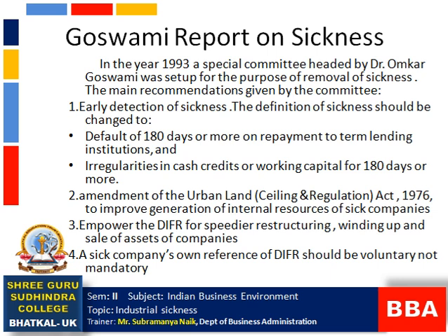Second is amendment of the Urban Land Act 1976 to improve generation of internal resources of sick companies. And the third recommendation is to empower the BIFR, the Board for Industrial and Financial Reconstruction, for speedier restructuring, winding up and sale of assets of companies. So you have to give more power to the BIFR for speedier restructuring. That means they conduct the survey very fast, find how many sick units there are, how many you are going to wind up, and sell the assets of companies. Such work will be carried out by the BIFR.